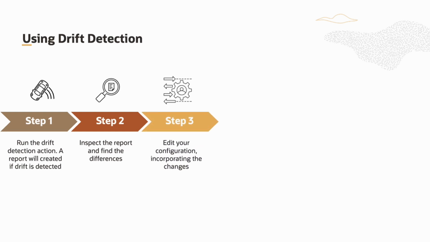Based on the differences found on the report, edit your configuration to incorporate any necessary changes. This step ensures that your configuration files reflect the current state of your infrastructure. After updating your configuration, run the Terraform plan action. This action will show you the proposed changes that Terraform will make to align your infrastructure with your configuration.